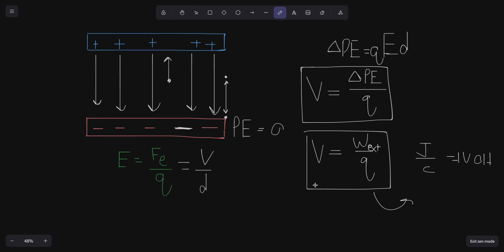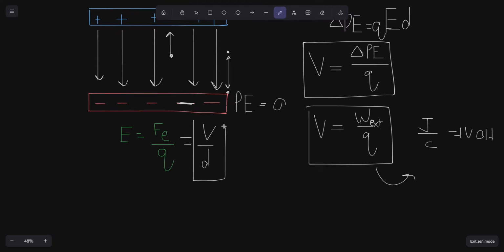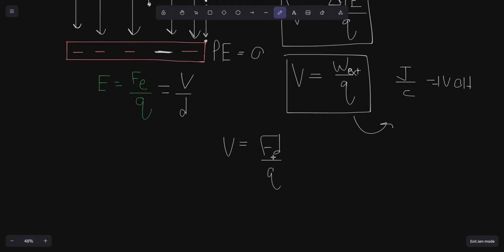Just wanted to get that clear, but let's actually prove why this is the case. Work is equal to force times displacement, divided by charge. Well, notice I have force divided by charge up here. And what is that equal to? That's equal to the electric field strength, right? And so I can write this as the electric field strength times the displacement is equal to the voltage. And if I divide both sides by displacement, I get my formula up here.